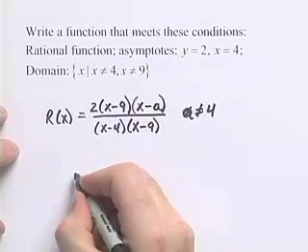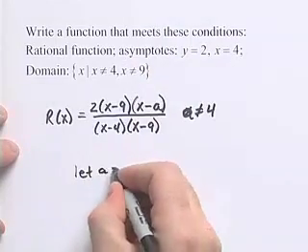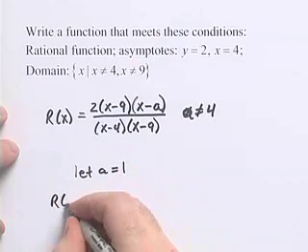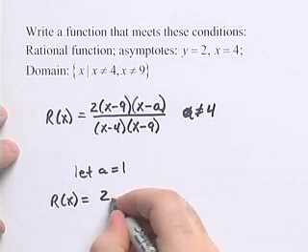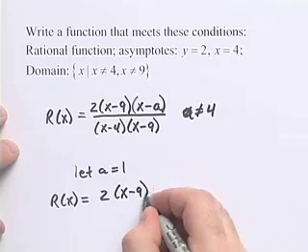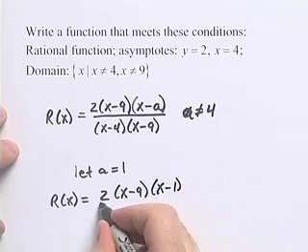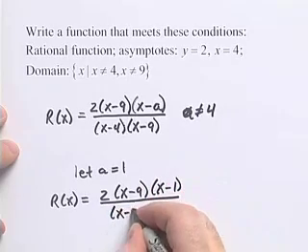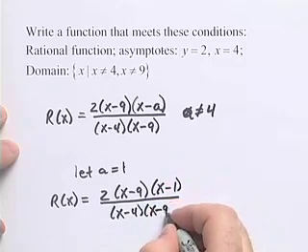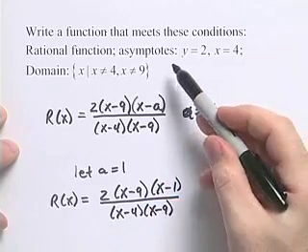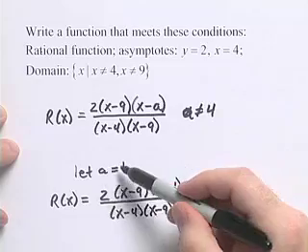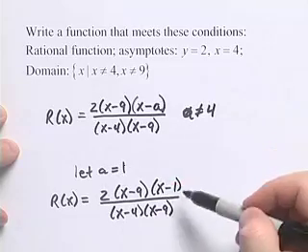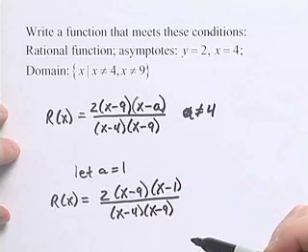We could get a particular rational function by letting a be some number that's not equal to 4. For instance, we could let a equal 1. If we let a equal 1, then our rational function would be r of x equal to 2 times x minus 9 times x minus 1, divided by x minus 4 times x minus 9. This satisfies all the given conditions, and is one particular case. We can let a be any number except for 4, and we'd get a different particular rational function.